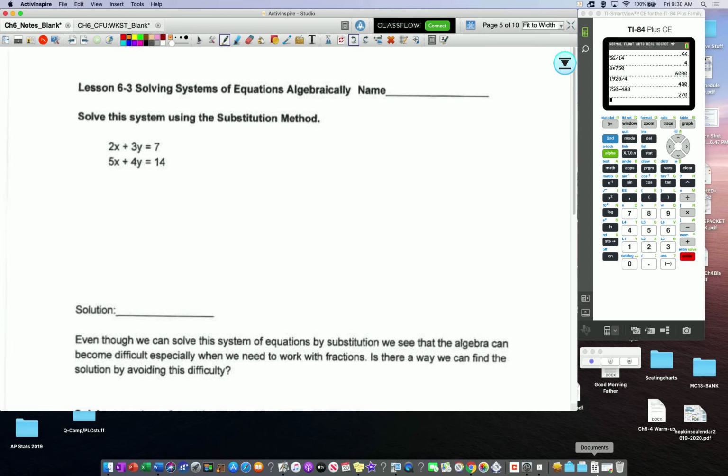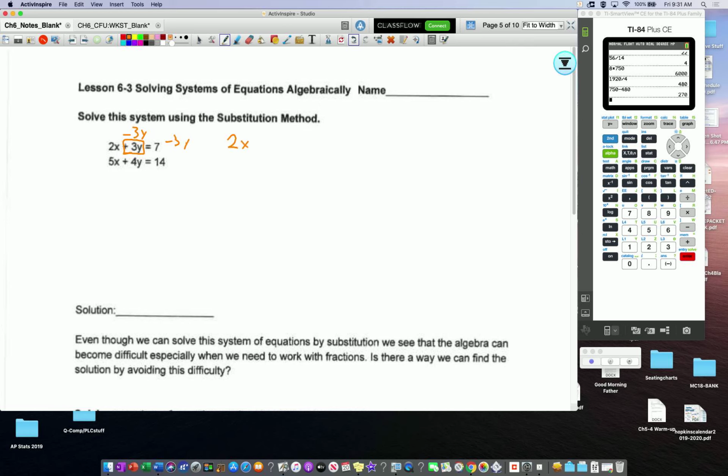If I take a look at this system here, it says solve this system using the substitution method. Okay, we can do that. If I look at my equations, 2x plus 3y equals 7, 5x plus 4y equals 14. Wowzers, we don't have an x or y all by itself. So my initial thought is, let me see if I can get x by itself. The first thing I'm going to do is take this 3y and move it to the other side and subtract 3y from both sides.